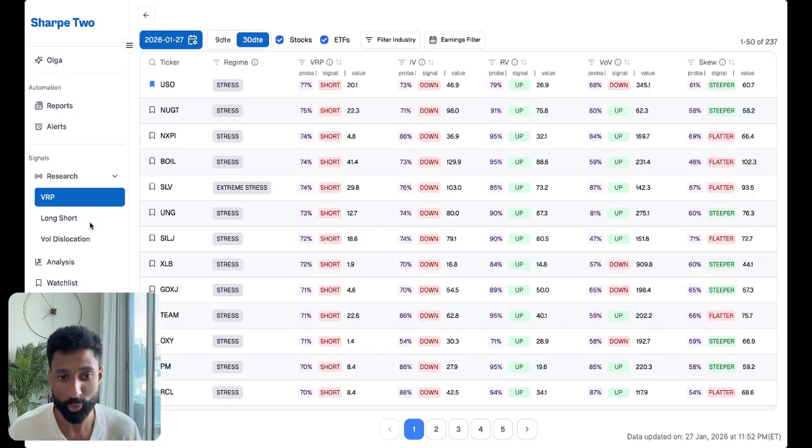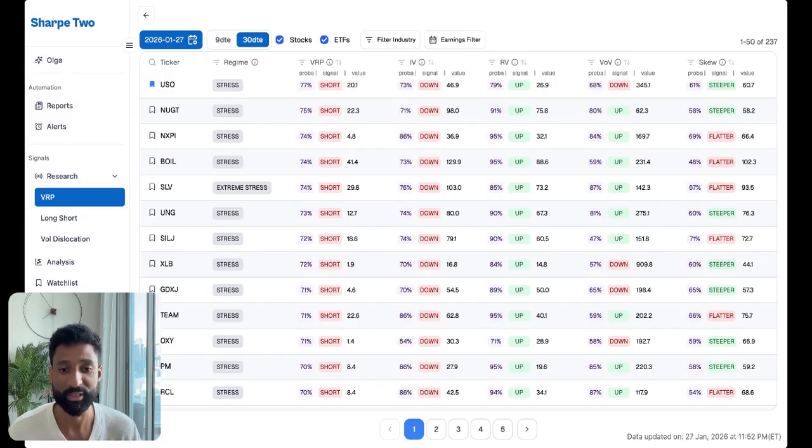You will find other sources of edges like long short signals and some specific vol surface dislocation. You need to be a little bit more comfortable with some of the concepts, especially around delta neutral, vega neutral. We'll talk about them in another video.